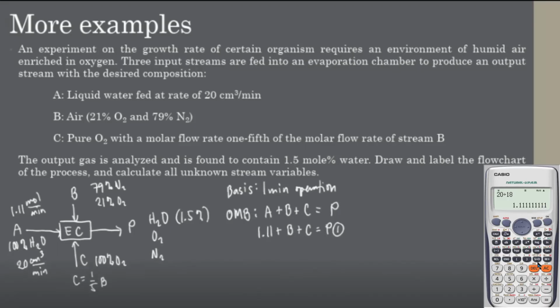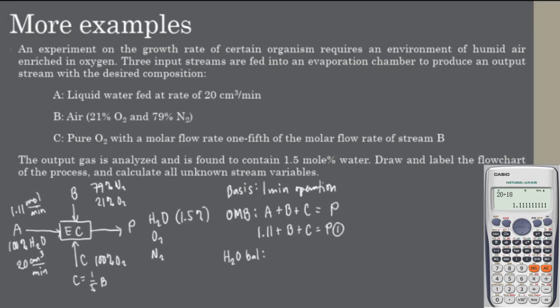Now, for our component balance, let's identify if we have a tie component, and that would simplify our solution. If you take a look at water, it enters at stream A only and exits at stream P only. So water is a tie component. Let's have the water balance.